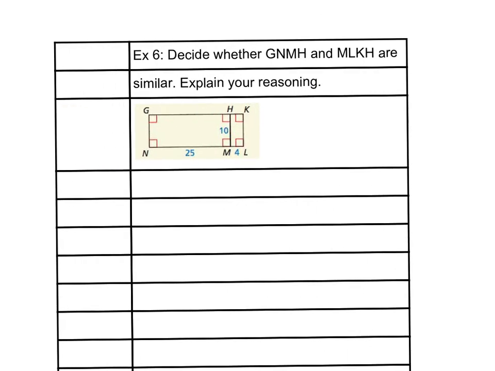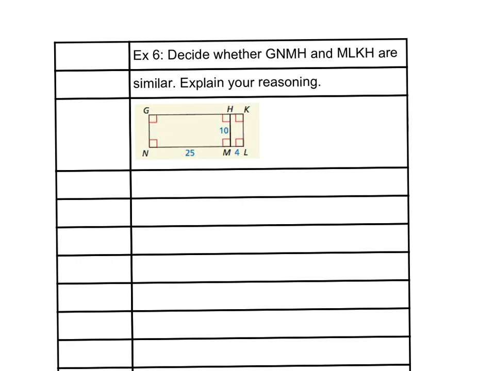Example 6 says decide whether GNMH and MLKH are similar and explain your reasoning. So remember, even though these two rectangles are attached, someone's going to say, well, they're not similar because one is way smaller than the other. Well, it's really about the ratio of their sides, right?